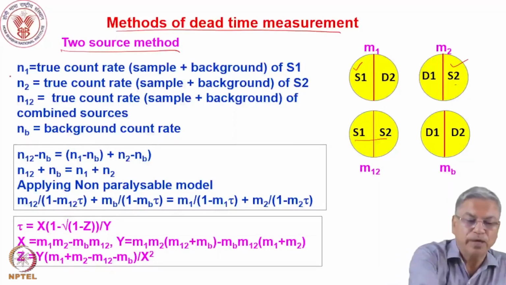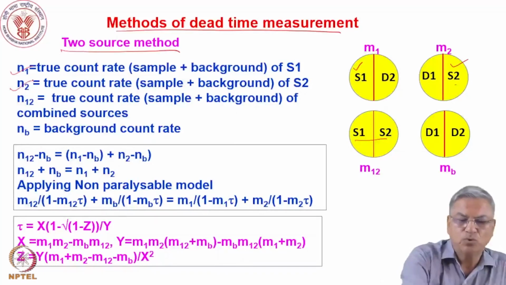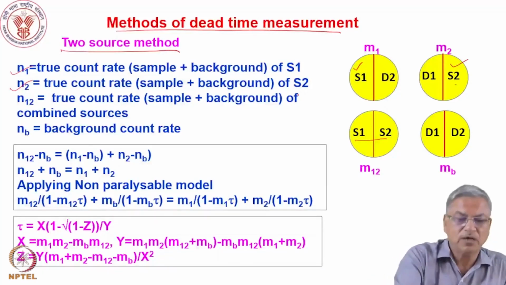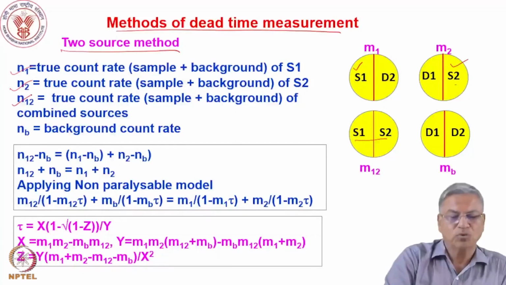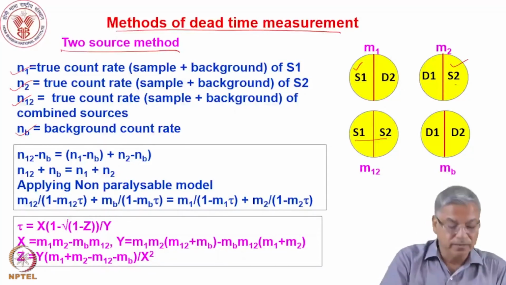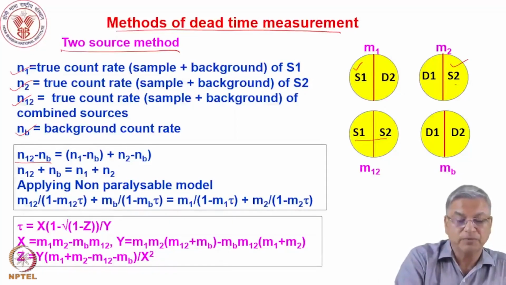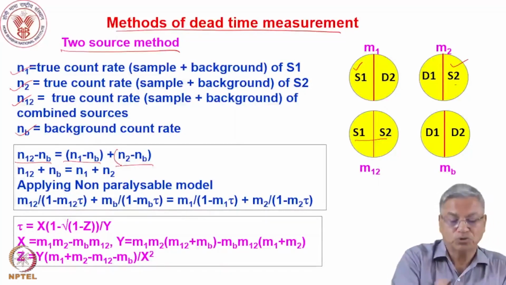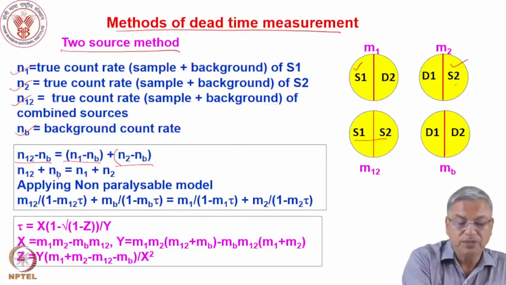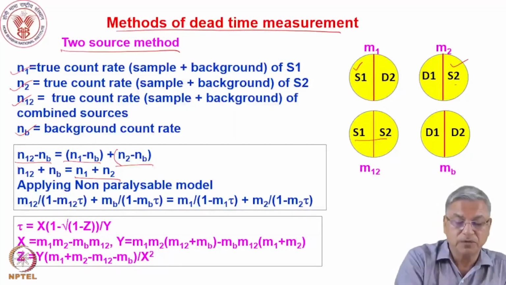So N1 is the true count rate for sample 1, source 1, N2 the true count rate for source 2. And when you put them together and count, you get N12, the true count rate of the combined source, and there is a true background count rate NB. But actually what you get is not N, you get M. So you can analyze: N12 minus NB, you subtract the background, equals N1 minus NB plus N2 minus NB, the true counts. So you can arrange N12 plus NB is N1 plus N2. This is the true activity counts of the sample.